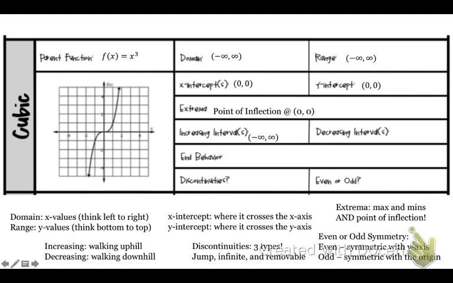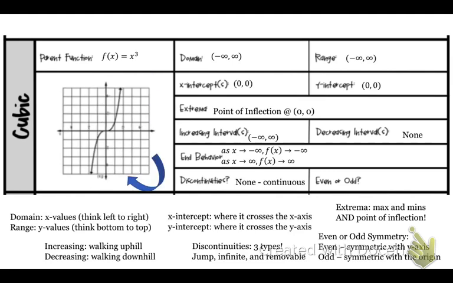This is increasing the entire time. It's never decreasing. As x goes to negative infinity, f of x also goes to negative infinity. As x goes to infinity, f of x also goes to infinity. This is continuous. And if we rotate that 180, we get the same thing. So it is symmetric with the origin, which means it's odd.